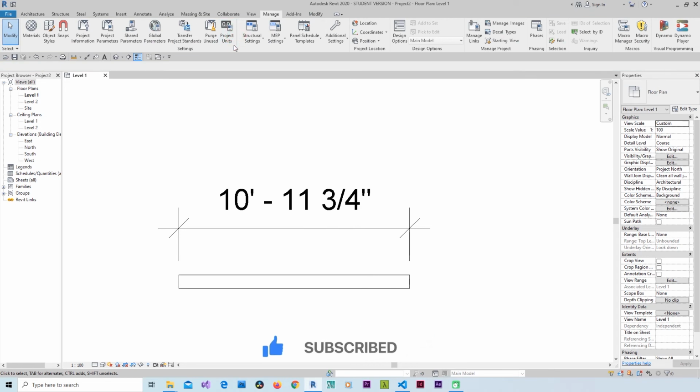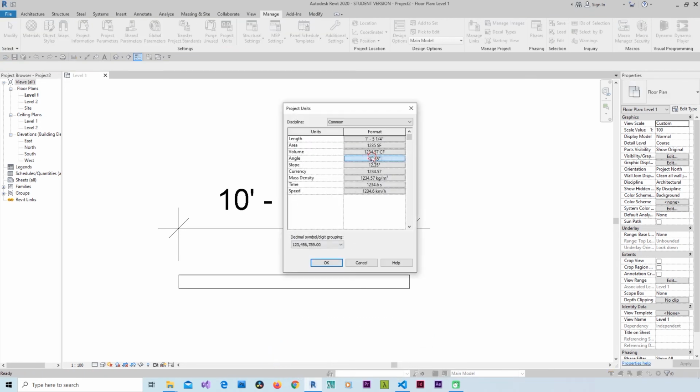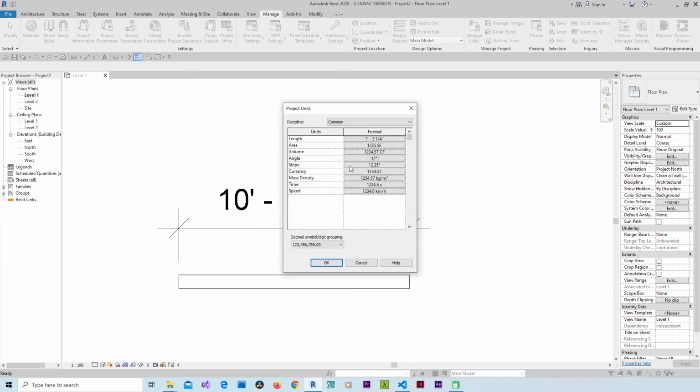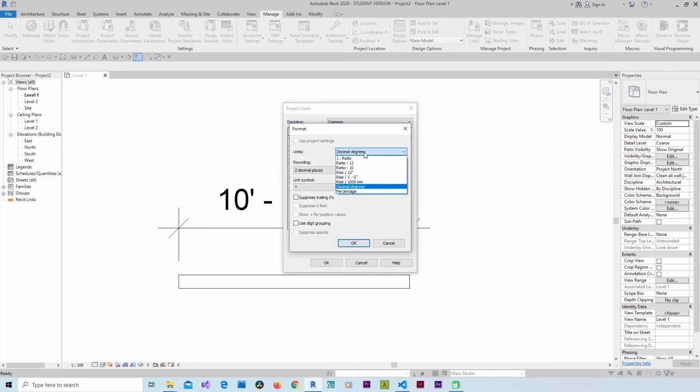Also, we can change angle to any units we need, like degree and minutes, grades. We can change also slope. We can use any one of these: 1 to ratio to 12, ratio to 10, decimal degree, percentage, any one of these.